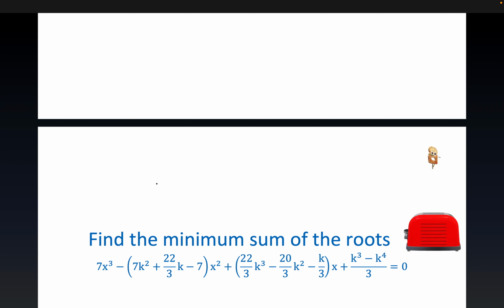Okay, I left out k here. K is often associated with an integer, but here k I think could be anything, a complex number if you wanted. We'll just stick to real numbers. But so k, you can think of k as a parameter that's a real number, and each of these coefficients of this cubic are a function of k. And we're supposed to find the minimum sum of the roots without having a clue what the individual roots are.